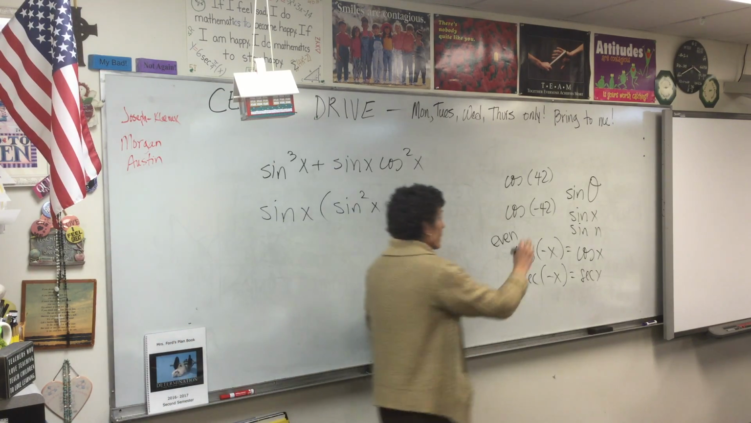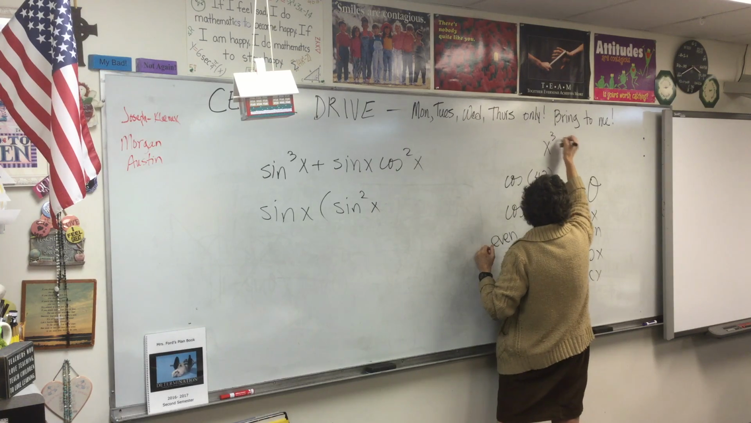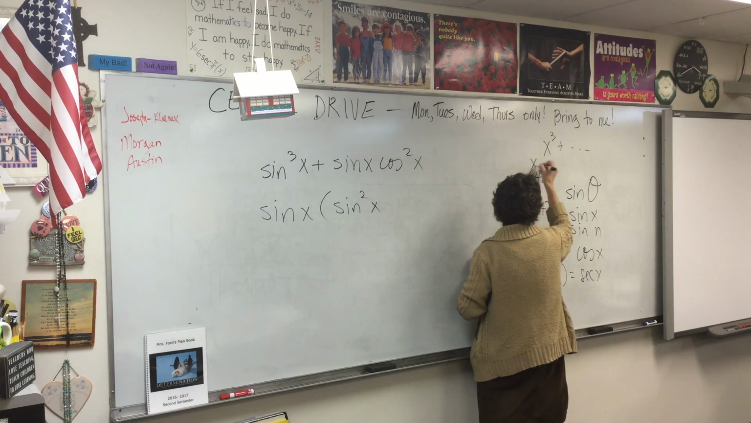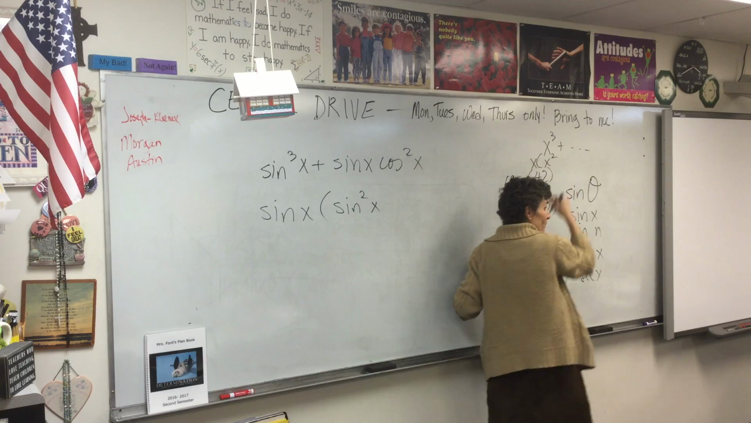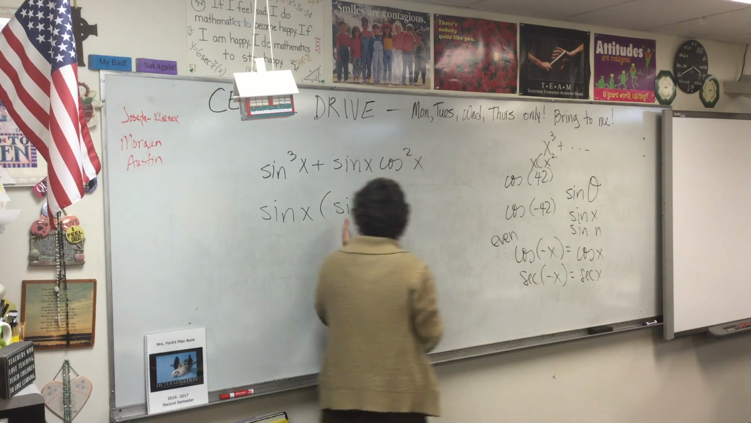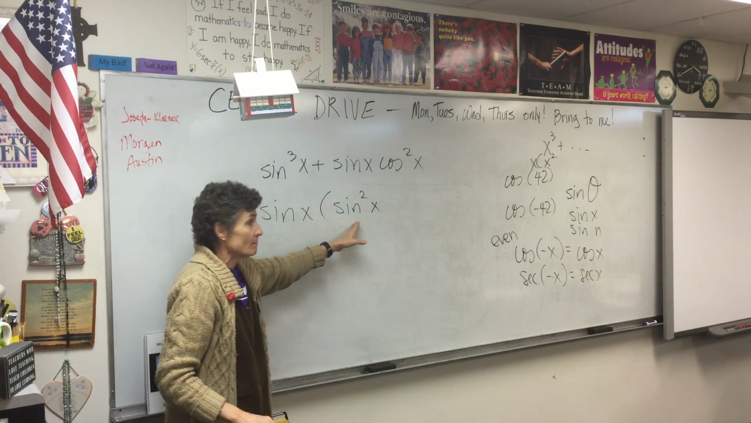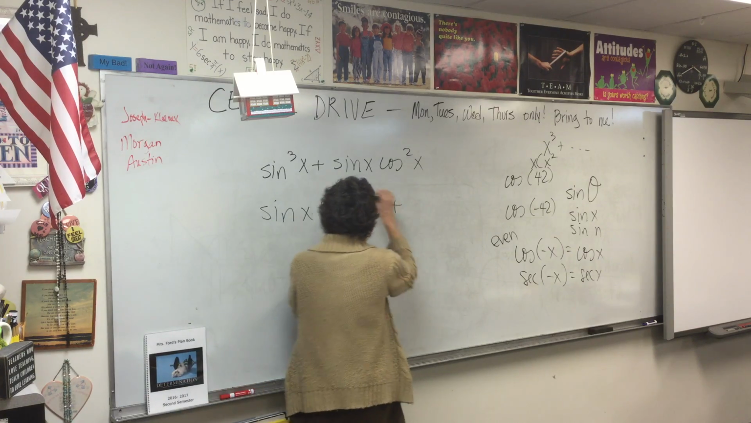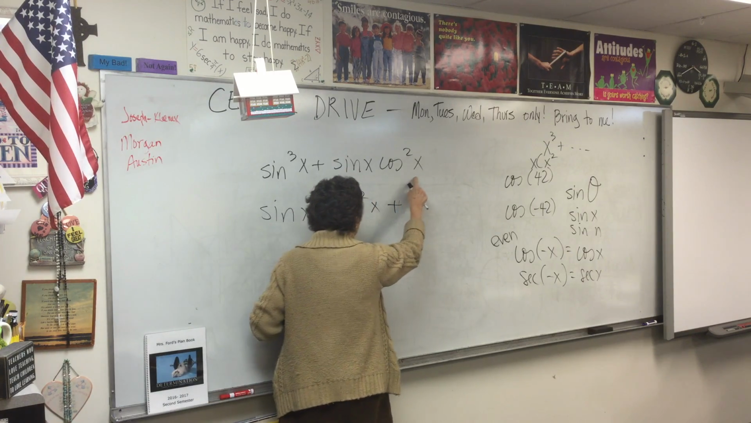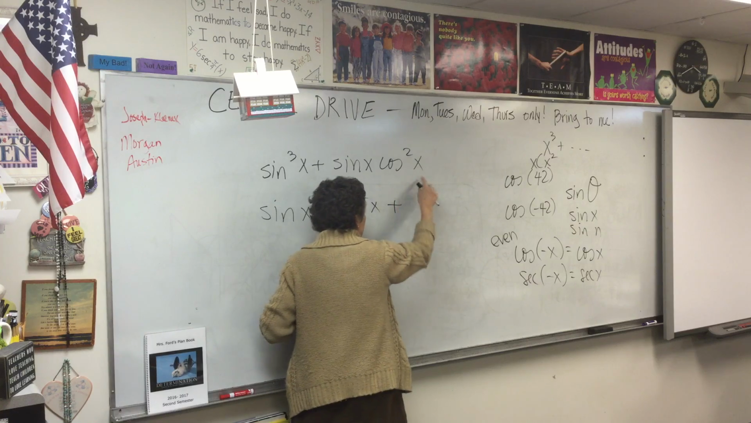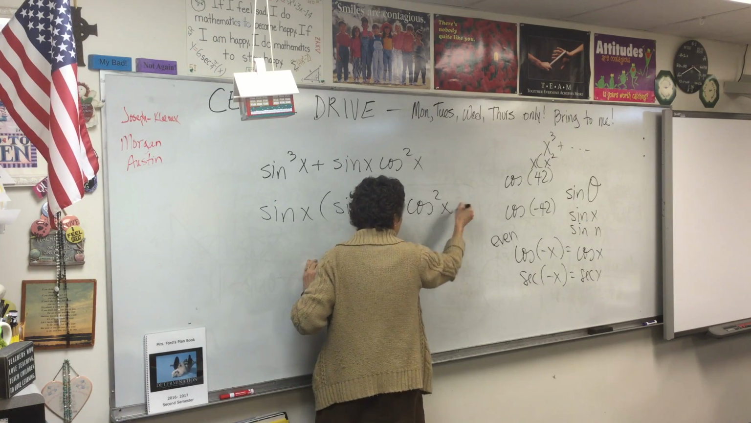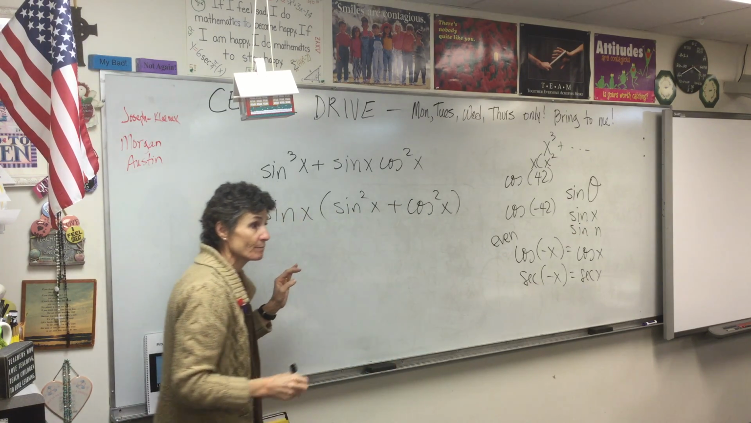It's just like in regular arithmetic. If you have a problem like this and you factor out an x, doesn't that leave you with x squared? That's exactly what's happening here. Now, what am I going to be left with here? I'm taking the sine out. Cosine? So all I'll be left with is the cosine squared.